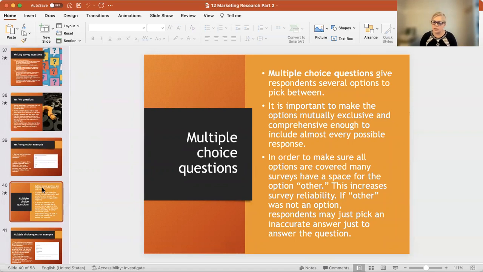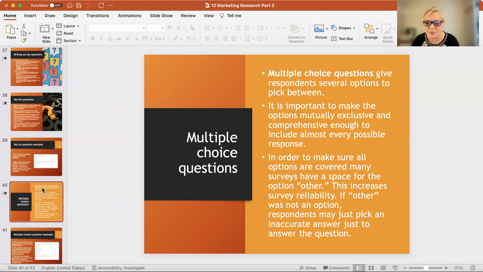Okay, multiple choice questions. This gives the option to pick between a number of different things. It's important that we make these options mutually exclusive, right? If I'm forcing you to pick one, I can't have several. If I say, hey, what food do you like? Pizza, burgers, sandwiches, and ice cream.